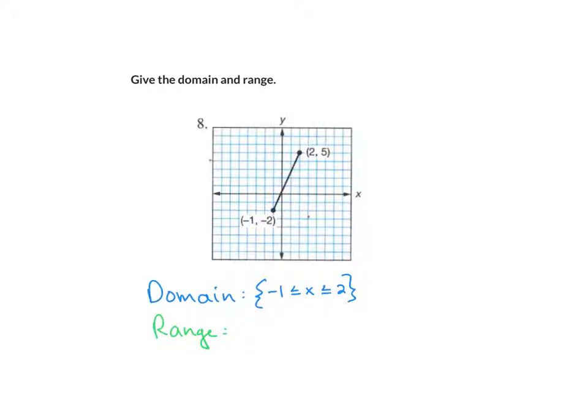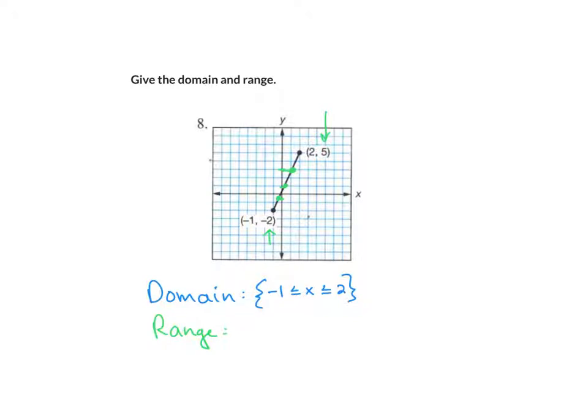Now let's look at the range. I know that I'm using -2 as one of my numbers, and I'm using 5 as one of my numbers. But let's take a point, like this guy right here. He is using the y value of 3. This point right here is using the y value of 1. This point right here is using the y value of -1/2.